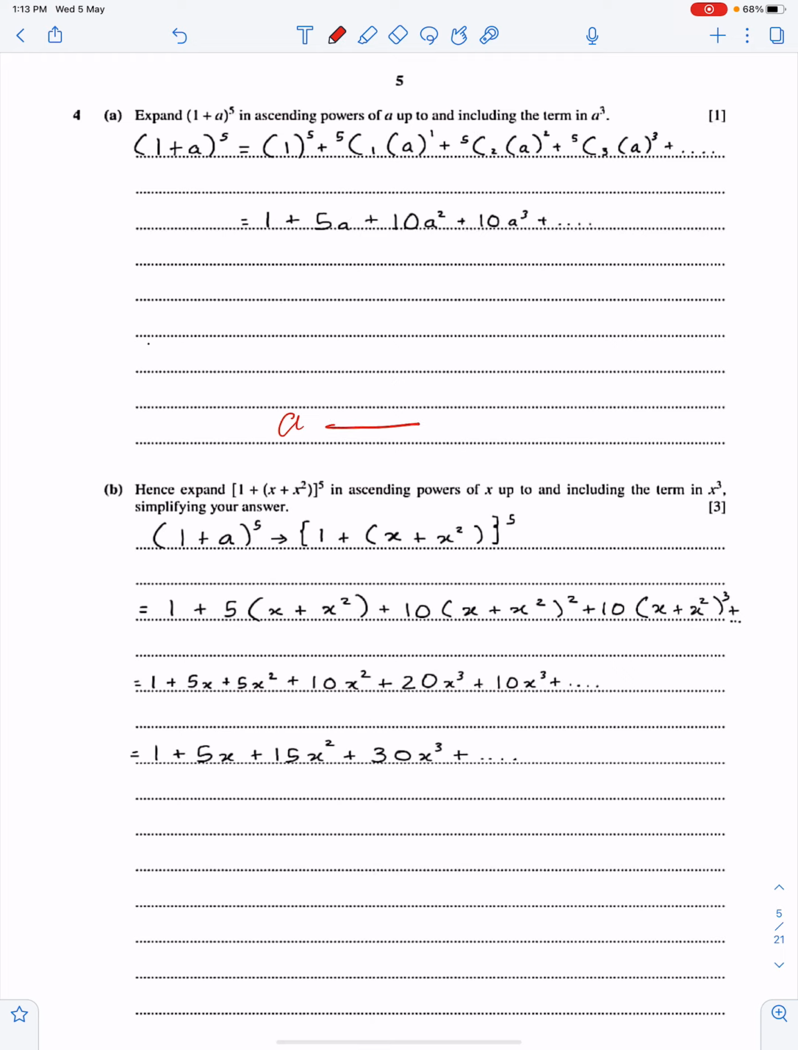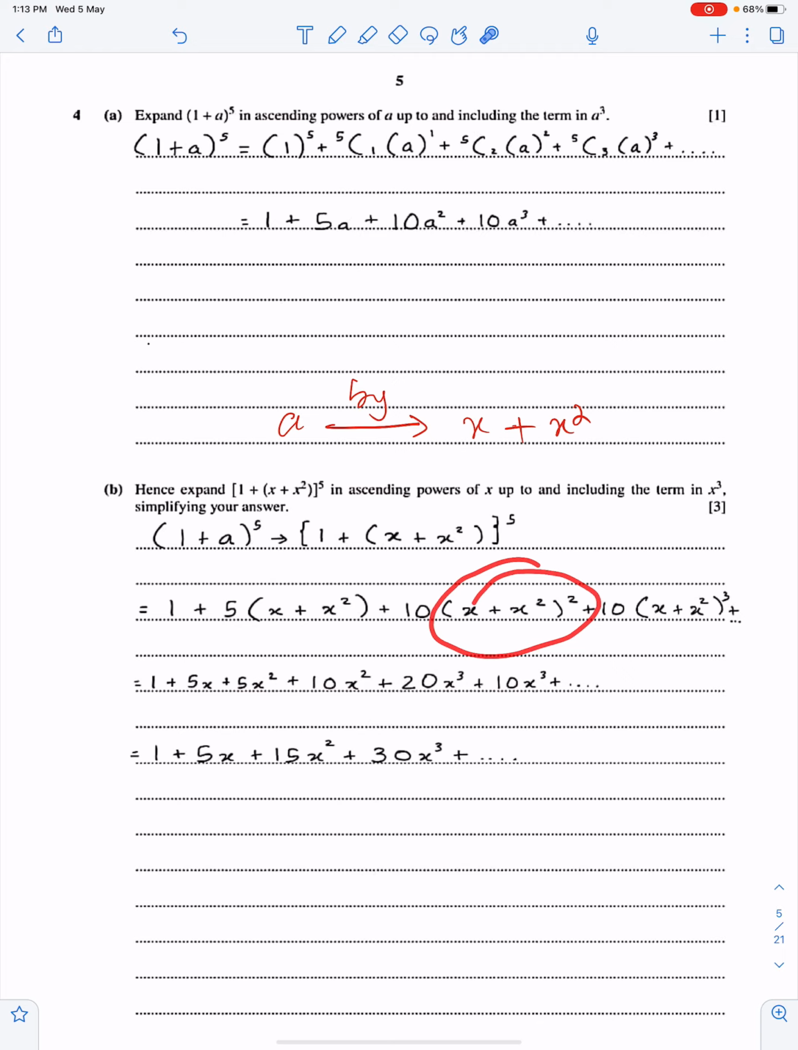A is replaced by x plus x square here. So you need to replace this a by x plus x square here, here, and here. And by simplifying this expansion, you can have this result.